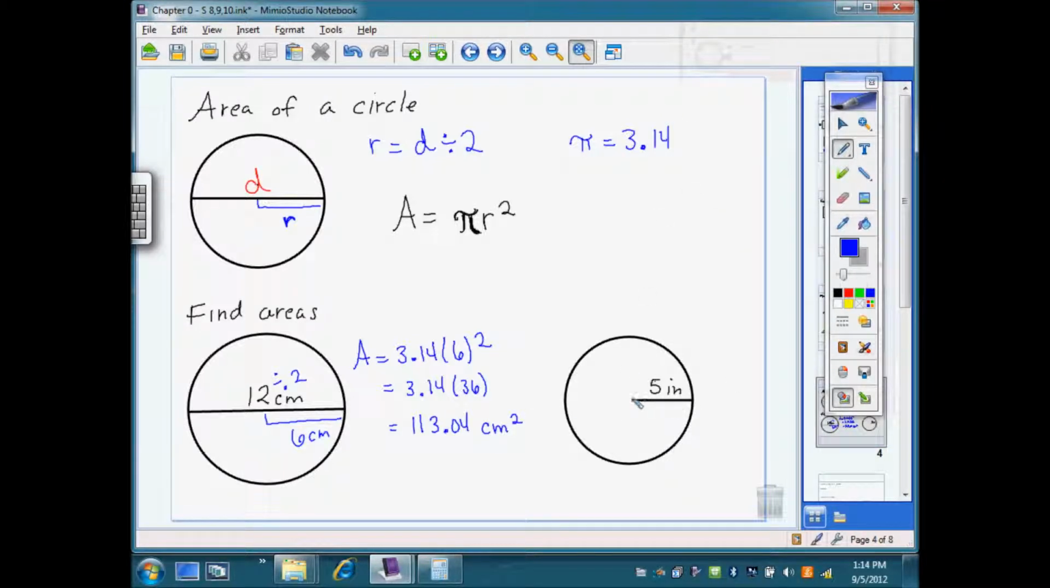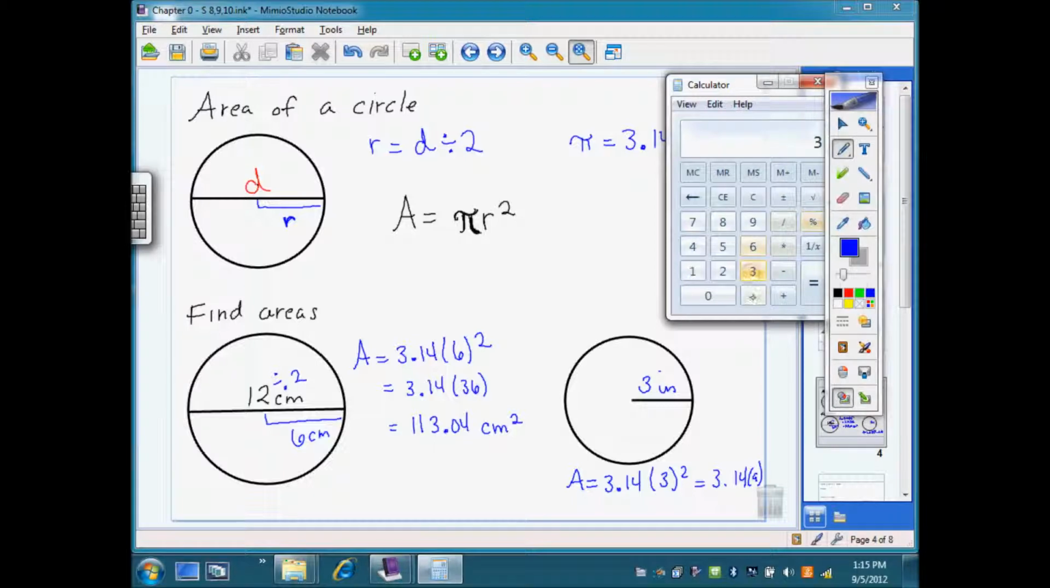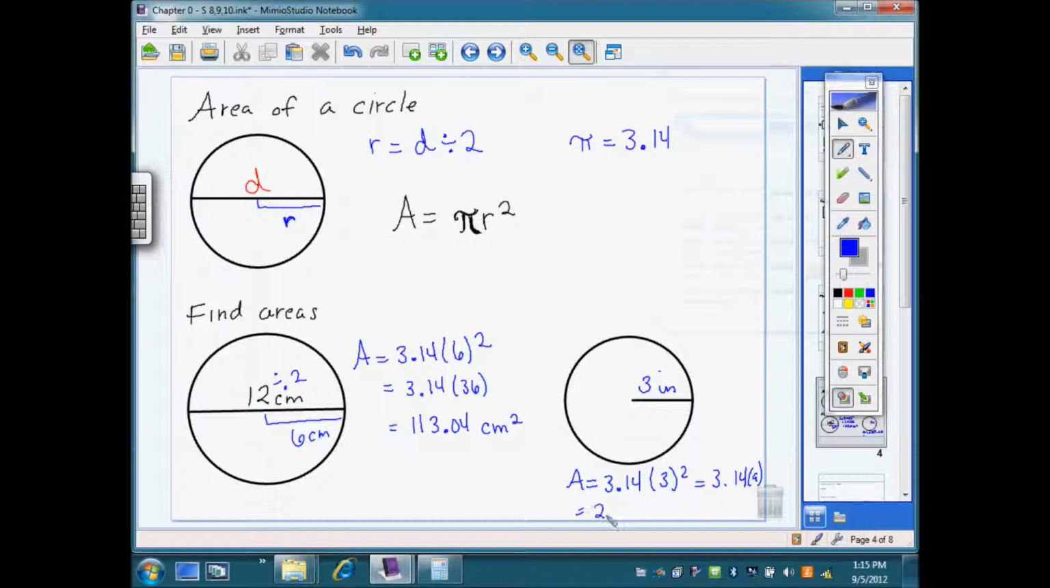Okay, so then we have the radius here. We already have it. Yours is different, isn't it? I didn't even think of that. 3 centimeters. 3. Oh, no, 3 inches. Okay, 3 inches. So we're going to do area is pi times the radius squared. So that's 3.14 times 9. So that's 28.26 square inches.